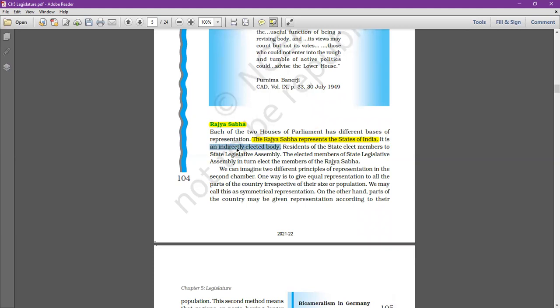Now it is very important that, sir, the representatives who sit in Rajya Sabha, how are they elected? Are they elected by the people of India? Means right to vote, is universal adult franchise used in the election of Rajya Sabha? No. The representatives of Rajya Sabha, the members of parliament of Rajya Sabha, are elected indirectly. And who elects them? Members of legislative assembly of the respective states.